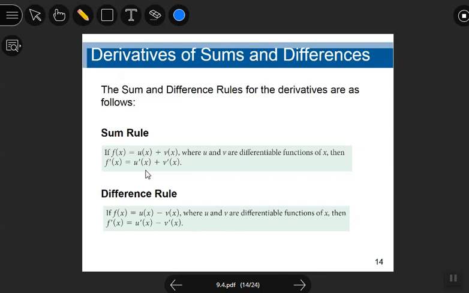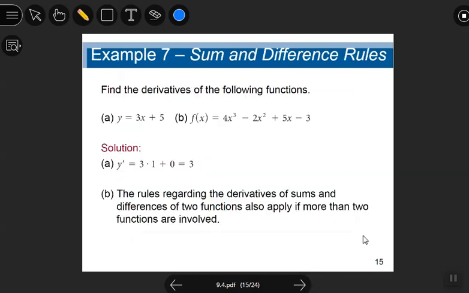For the difference rule also you can do the same process. If f of x is equal to u of x minus v of x, then the derivative of f x is equal to the derivative of u x minus the derivative of v x. Let's look at some examples, then you can understand. Find the derivatives of the following functions.